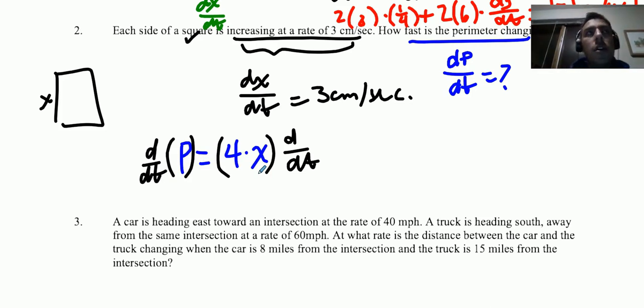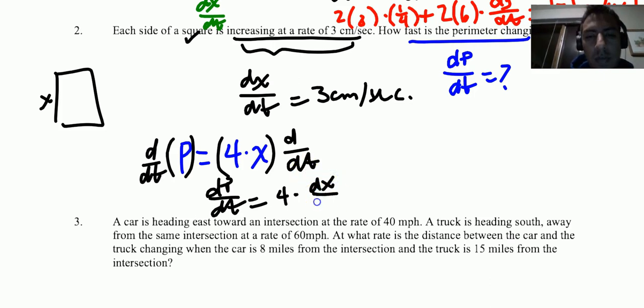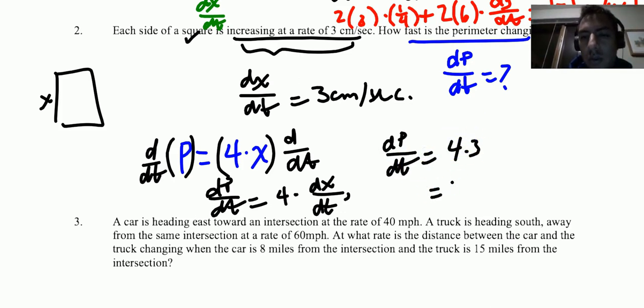It's kind of noteworthy to mention, so I'm going to repeat that. When I take the derivative of the perimeter, I'm going to get the rate of change of perimeter. What's interesting is that the rate of change of perimeter is directly related to how the length of the side is changing, which kind of makes intuitive sense in a way. So dp/dt is equal to, the derivative of 4x is just 4, times the derivative of x with respect to time. And I know dx/dt is 3. So dp/dt is equal to 4 times 3, which is equal to 12. And I always need to include units, so 12 centimeters per second.